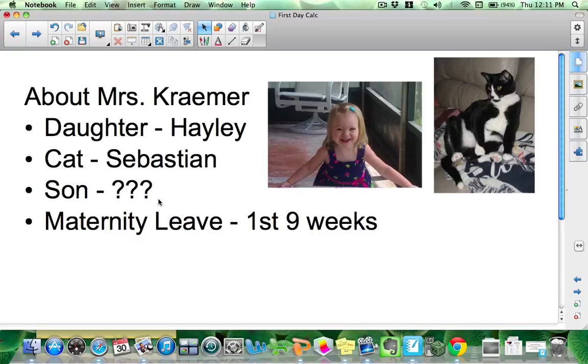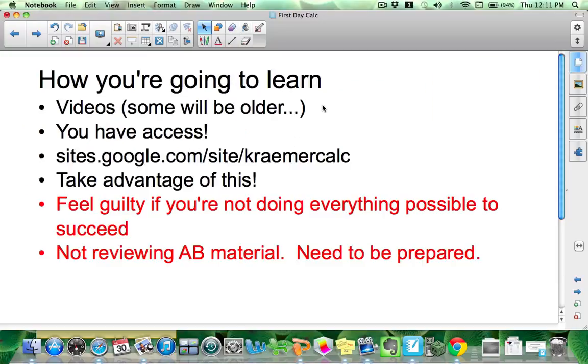So I am going to be on maternity leave for the duration of the first 9 weeks. I will be back when the second 9 weeks begins. So you're probably wondering, how am I supposed to learn calculus when my calculus teacher is gone for the first 9 weeks of the year? Don't worry, you're going to be fine.